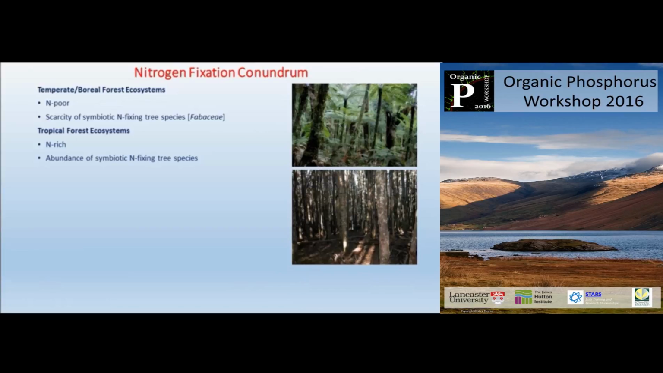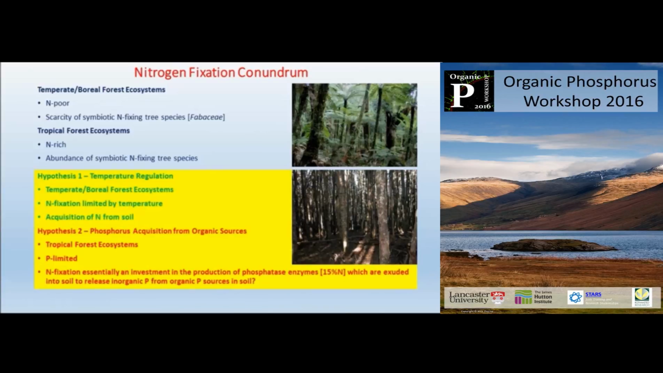There's a number of hypotheses that have come up. First of all, to explain the temperate case, nitrogen fixation is limited by temperature. That's fine, but that doesn't explain what happens in the tropics. The idea in the tropics is that because they're P-limited, the reason nitrogen fixers are so dominant and exist there is to acquire phosphorus, because they need that nitrogen to make phosphatase enzymes to put into the soil to get the phosphorus. So that's a slightly different take on the role of phosphatases in the production system.